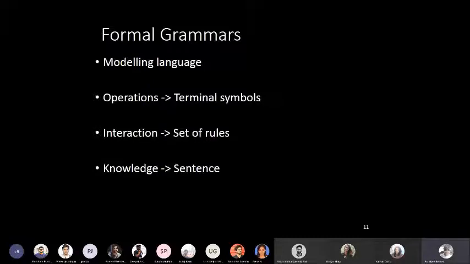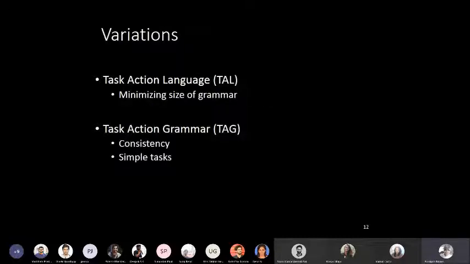There were two versions of this formal grammar based user modeling. One was the Task Action Language, which advocated minimizing the size of the grammar, so that we need not remember a lot of rules or terminal symbols. In the KLM models, there were only 6 operations. If we can minimize the size of the grammar or the set of rules, then it will be easier for anyone to learn how to operate a particular device.